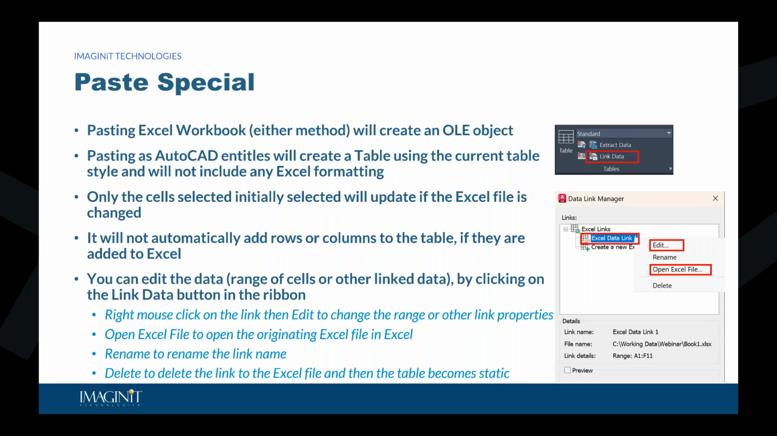You can edit the data range of cells or other linked data by clicking on the link data button in the ribbon. This is only if you've linked the data. So you right mouse click on the link, then edit to change the range or other properties. You can open the Excel file to open the originating Excel file in Excel, rename to rename the link name, and delete the link to the Excel file, and the table will now become a static table with no ties back to that Excel.